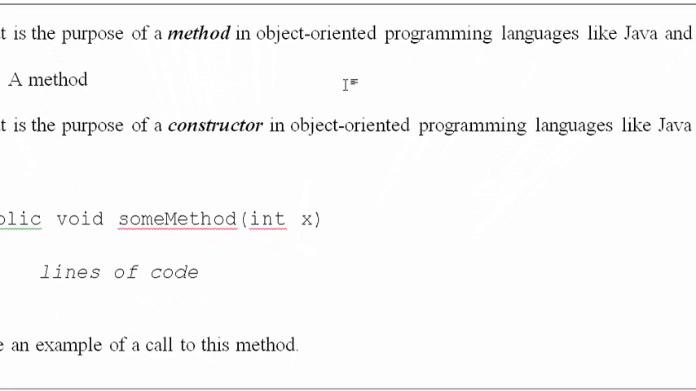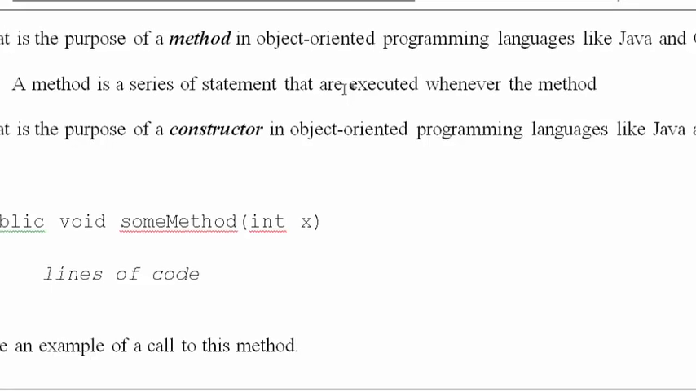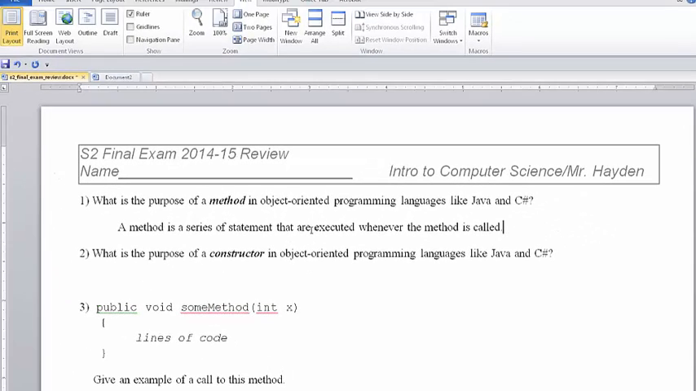Well, a method is really a series of statements that are executed whenever the method is called. So at the most basic level, that's what a method actually is.